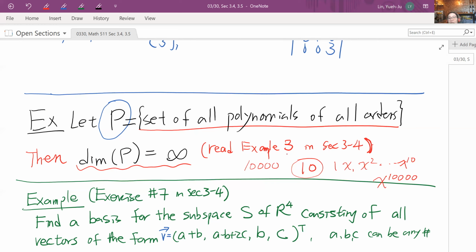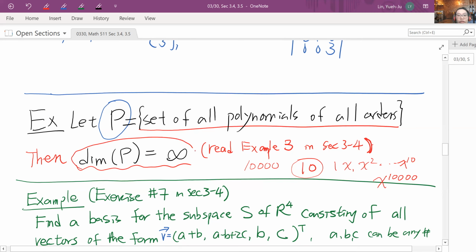That's the rough reason why the dimension of this vector space is infinite, right? So I just want to show you that there might be some vector space whose dimension is actually infinite, meaning that you cannot just give me a finite number of vectors which is going to form the basis.